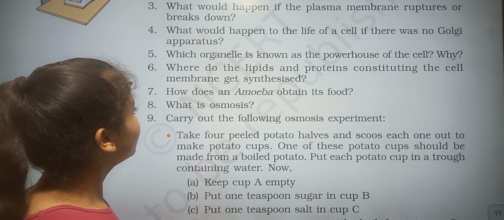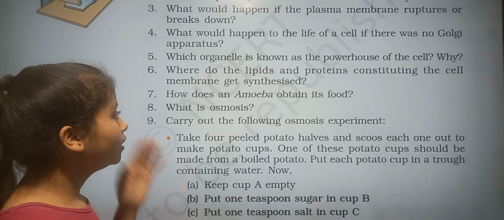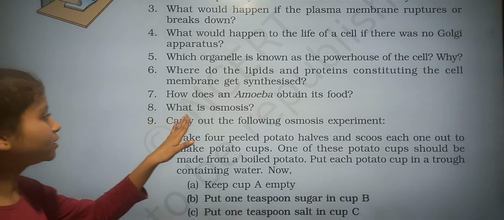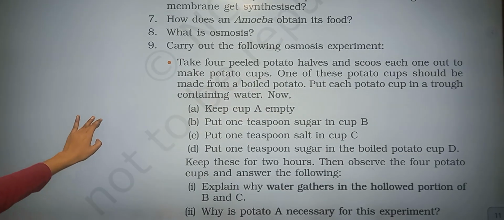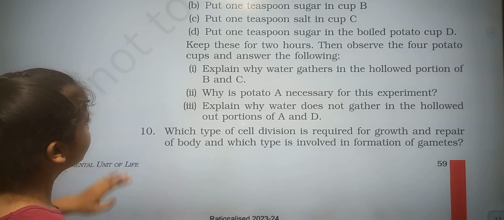How does the amoeba obtain its food? It is about the amoeba and how it obtains food. Now, what is osmosis? We have to write what the osmosis process is. Then carry out one of the following experiments. This one is an experiment that we have to carry out.